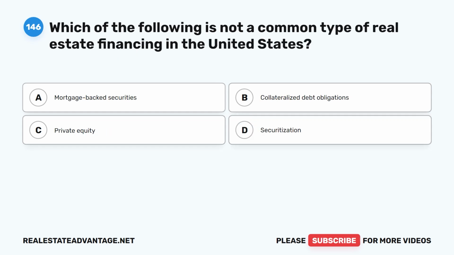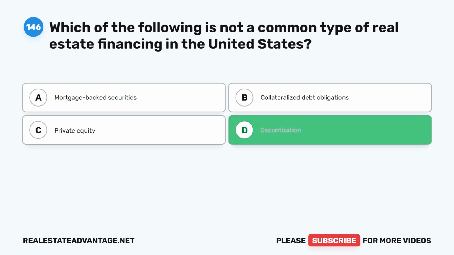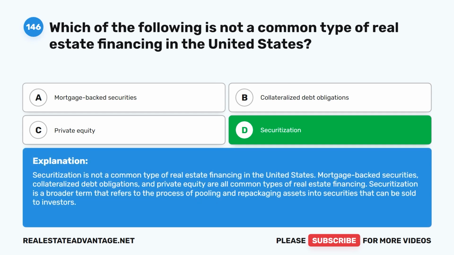Question 146. Which of the following is not a common type of real estate financing in the United States? A. Mortgage-backed securities. B. Collateralized debt obligations. C. Private equity. D. Securitization. The correct answer is D. Securitization. Securitization is not a common type of real estate financing in the United States. Mortgage-backed securities, collateralized debt obligations, and private equity are all common types of real estate financing. Securitization is a broader term that refers to the process of pooling and repackaging assets into securities that can be sold to investors.